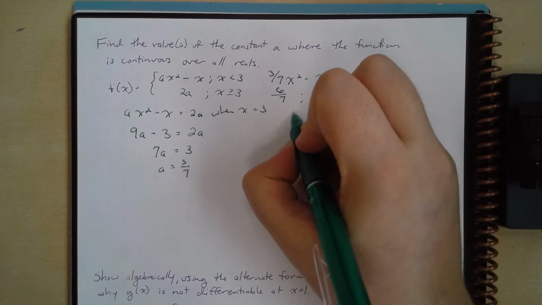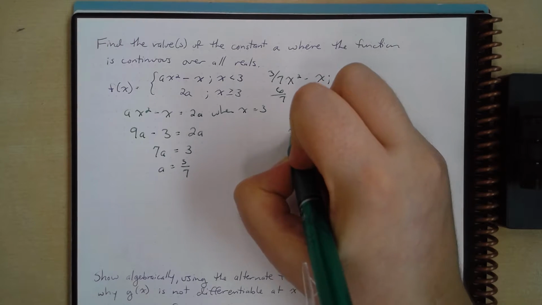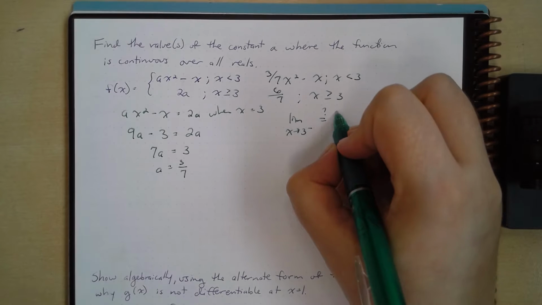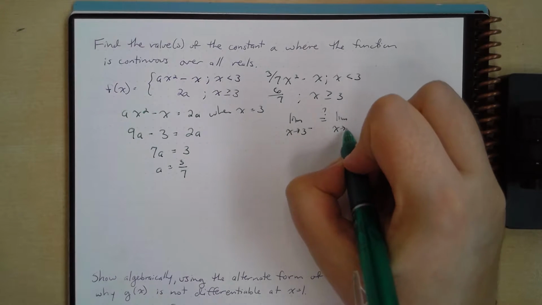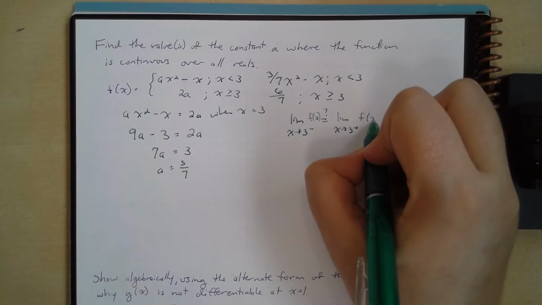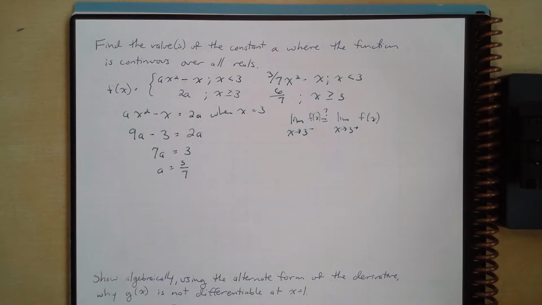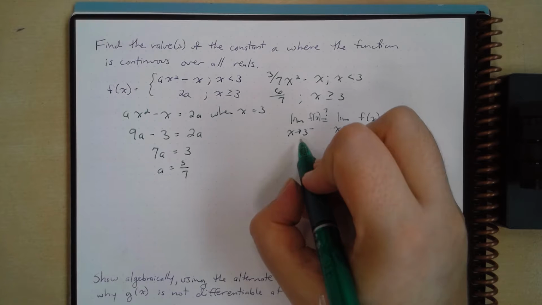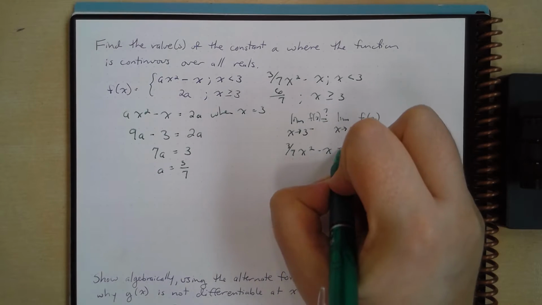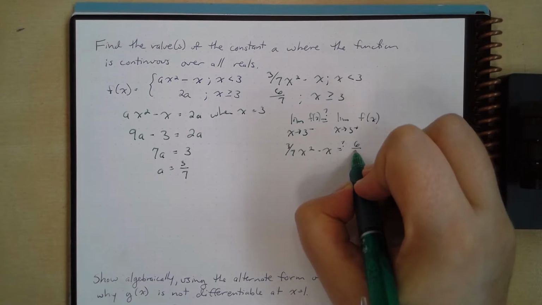So we're asking ourselves, the limit as x approaches 3 from the left, is it equal to the limit as x approaches 3 from the right? And I should be writing f of x's here. I did not do that earlier. That is a mistake. So the limit as x approaches 3 from the left, we're going to have 3/7 x squared minus x. Does it equal 6/7?